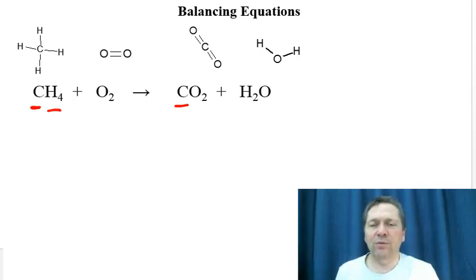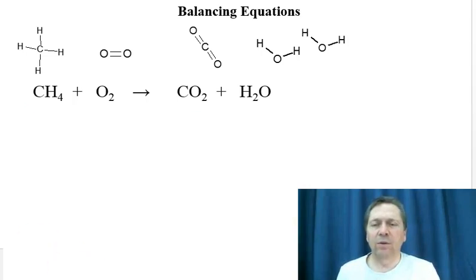That's not a problem, all fine. With the hydrogens, we've got 4 hydrogens on this side, but we've only got 2 listed on this side. Now that is a problem because we can't destroy the hydrogen atoms. We have to find a way to balance up the equation so it actually corresponds to what's happening in real life.